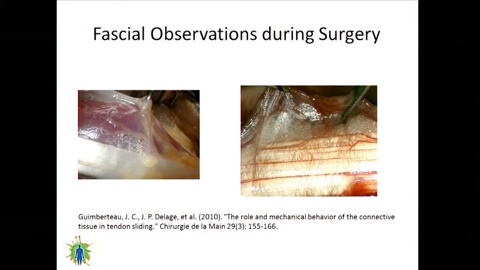Some fascial observations during surgery by Jean-Claude Guimberteau: you can see the nice little tendrils of fascia going up. And here is a muscle, here's a tendon, and you can see the fascia surrounding it. Now tendons aren't just ropes in a tube, but the tendon sheath is actually connected to the tendon with special structures that allow it to stretch so that the connection can stay there, but it can stretch back and forth, kind of like the gasoline pump and the rope on the gasoline pump.